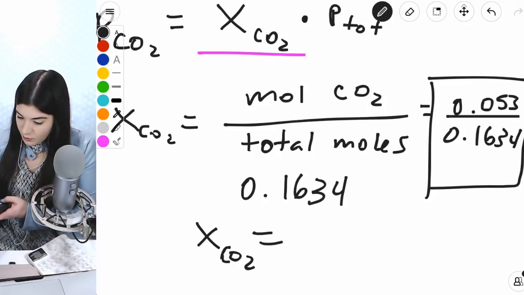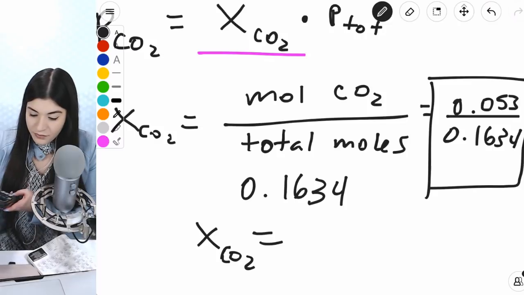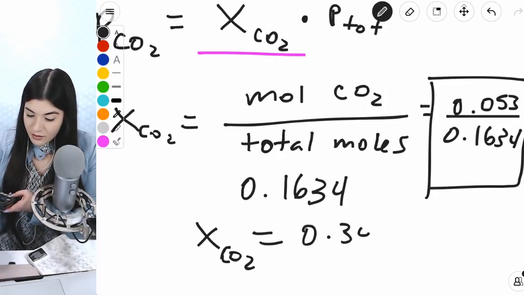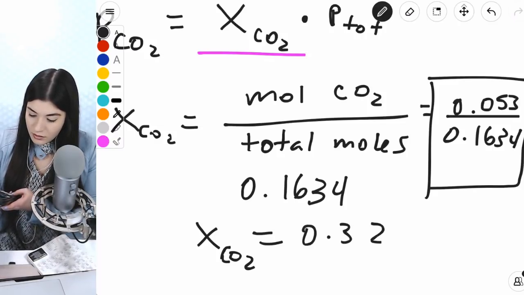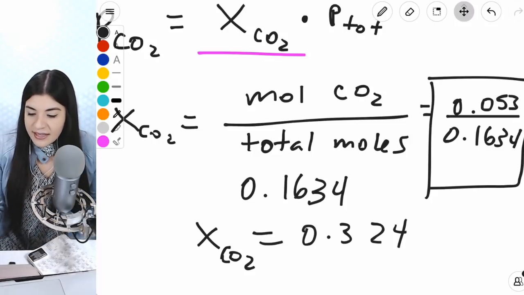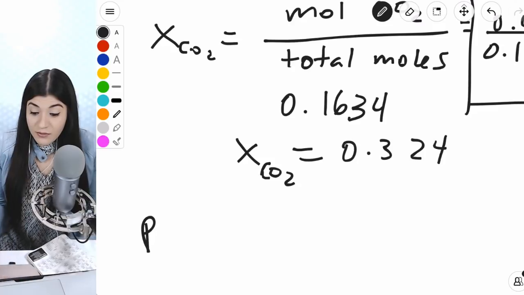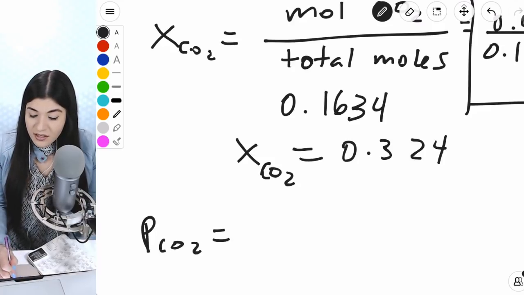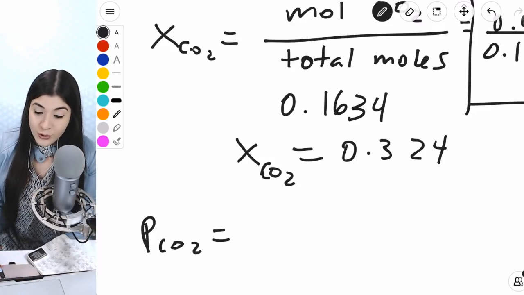So this would have been 0.053 divided by 0.1634. That would have given us 0.324. And mole fractions don't have any units. And then in this case, now that we found our mole fraction, I'm just going to plug that into the formula. This is the partial pressure of CO2.